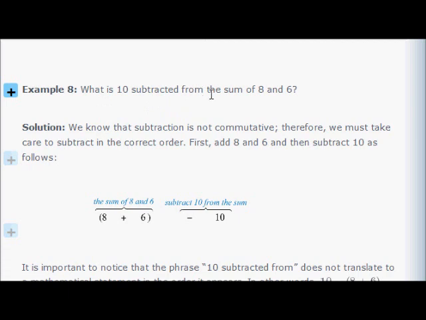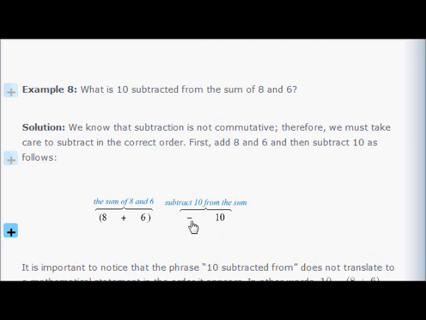So here's another example. What is 10 subtracted from the sum of 8 and 6? Okay, subtracted from, this is very important. It's not saying what is 10 minus the sum of 8 plus 6, it's saying subtracted from. Something's being subtracted from something, that means it's going to go on the right. Okay? It's being taken away from something else, right?